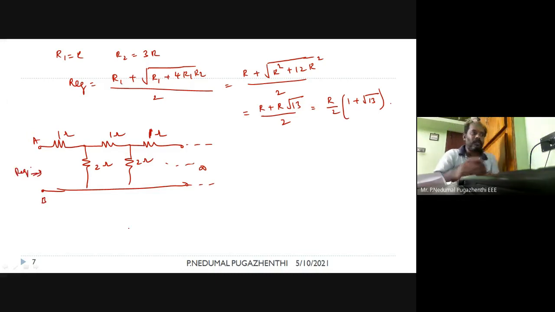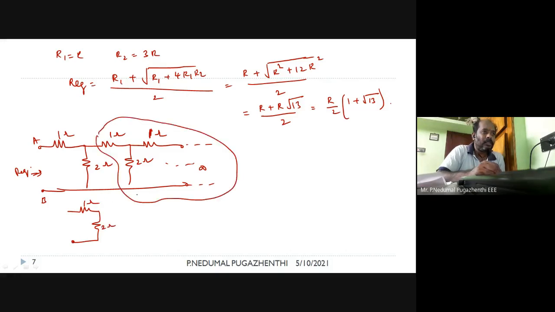Find the R equivalent. So what I will do, I will consider this R equivalent is equal to this. I will take this first cell. This is 1 ohm. This is 2 ohm. The remaining entire part. Okay. How can I put it? I will put it like R equivalent.